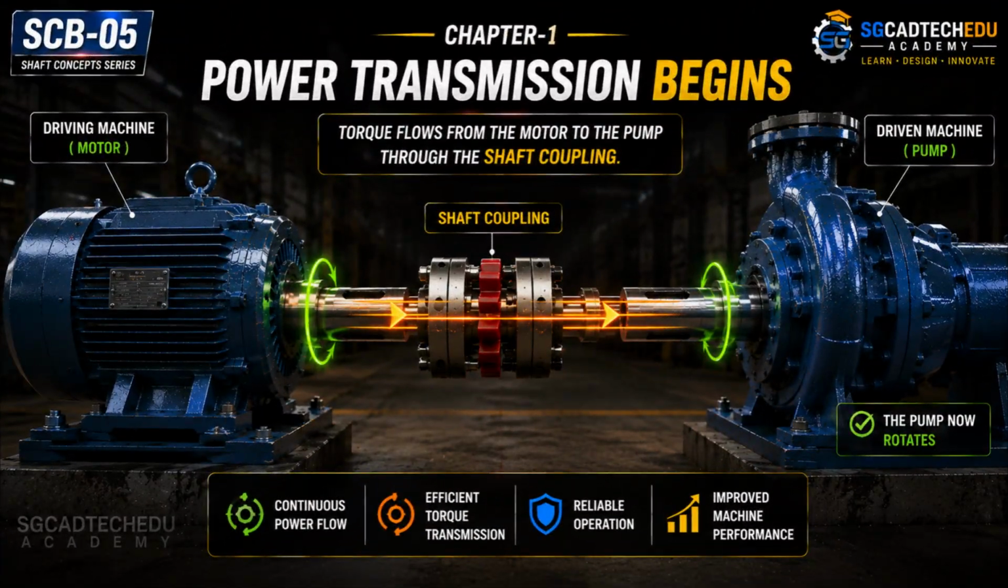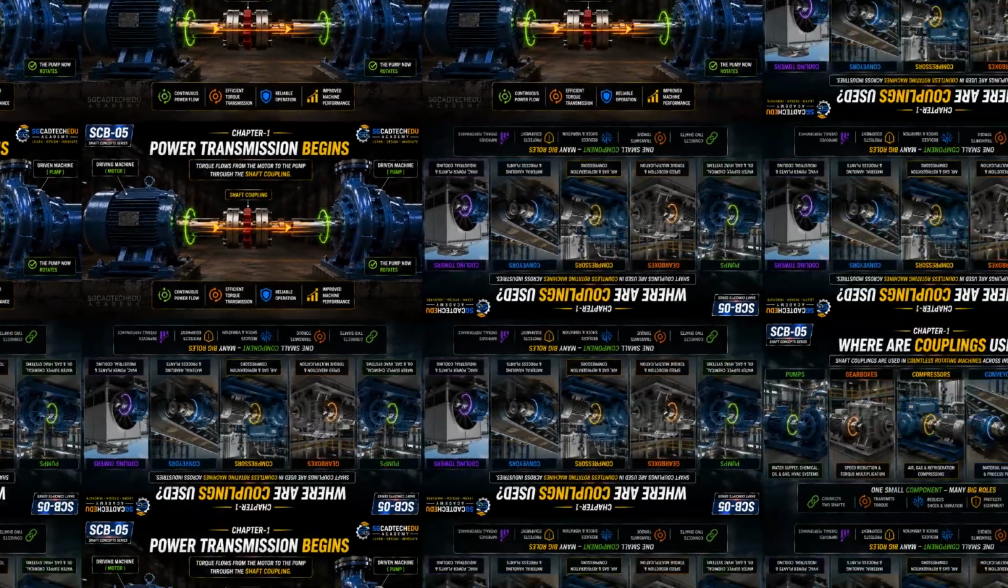The moment the shaft coupling connects the driving shaft to the driven shaft, a continuous mechanical path is created. Now, the torque generated by the electric motor flows smoothly through the shaft coupling to the pump shaft. As a result, the driven pump begins to rotate at the required speed. The shaft coupling is not generating power. It is transmitting power safely, efficiently, and reliably from one machine to another. This simple yet essential machine element makes modern power transmission possible.